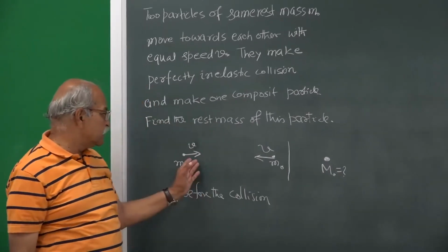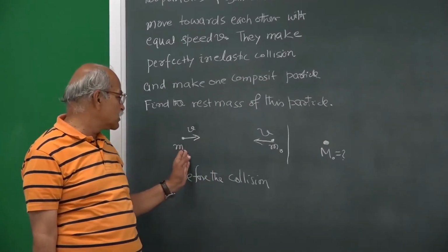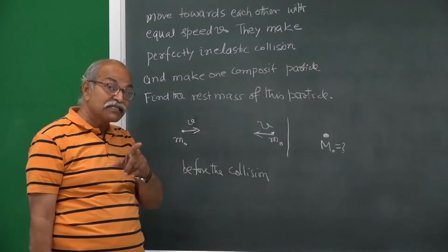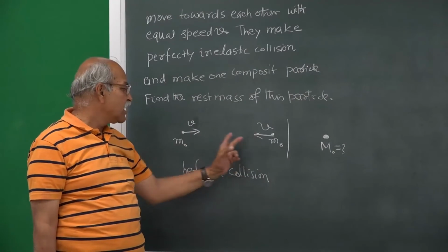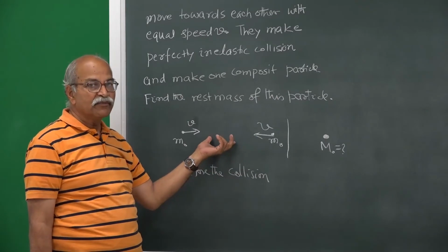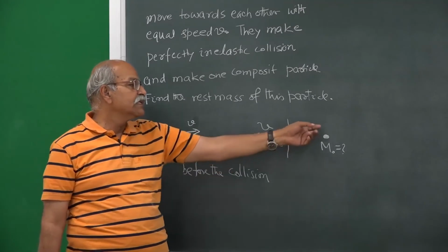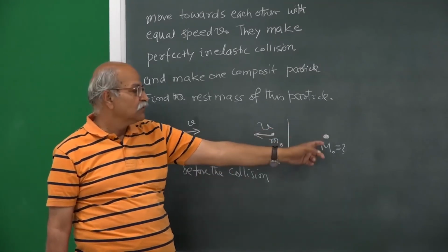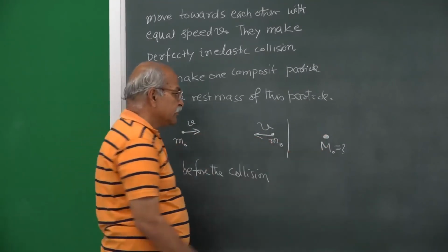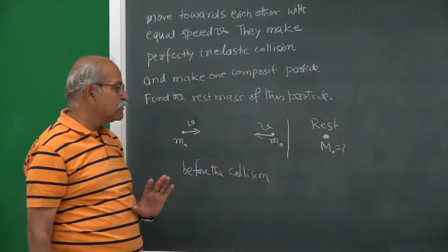Now, the first thing is that the linear momentum is 0 here. Linear momentum is m naught into v into gamma. Since m naught is same and v is same, therefore gamma is same, and the linear momentum has same magnitude, and since they are opposite in direction, the total linear momentum is 0. So after the collision also the total linear momentum should be 0, and now you have only one particle, and therefore its speed should be 0. It must be at rest. That comes from the linear momentum conservation.